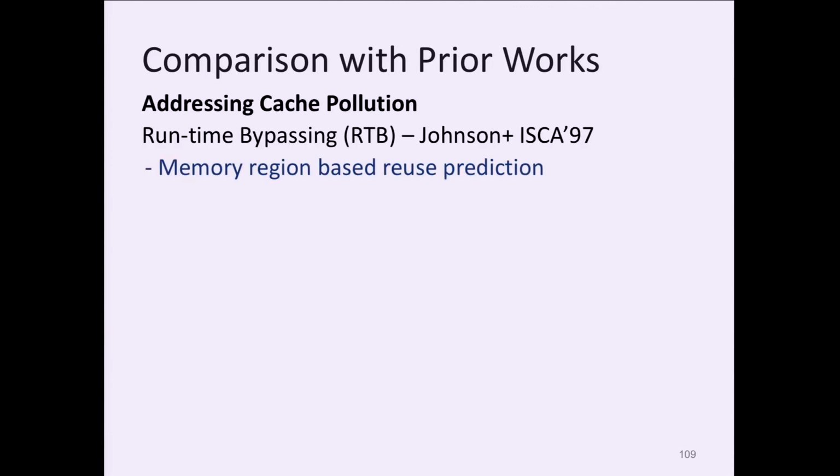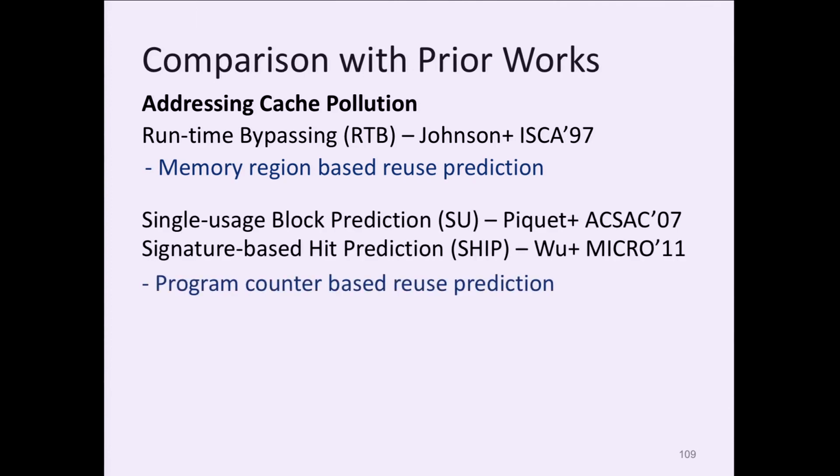So one of the reasons I will actually assign this paper as one of the readings, maybe the required reading. This is a really well-done paper, in my opinion, because it really covers a lot of work. Memory region-based reuse prediction. It's actually one of the earlier works that looked at reuse prediction as early as 20 years ago or longer.